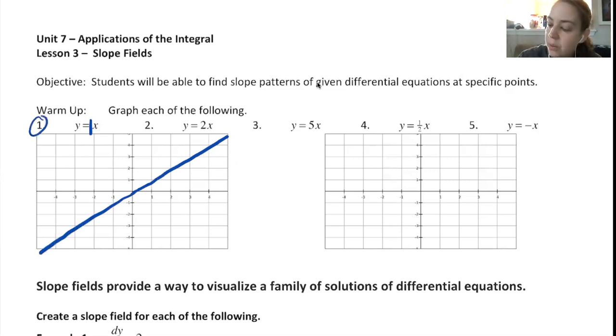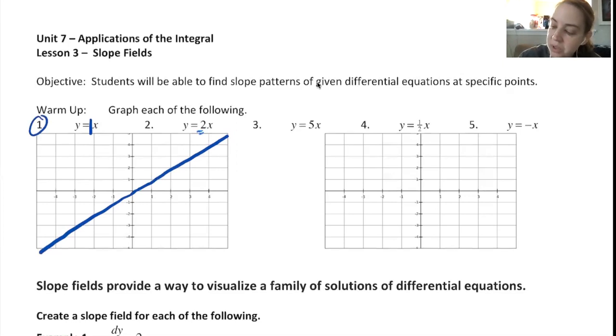Now for y equals 2x, remember your slope is 2, so you go up 2, right 1. Up 2, right 1. Okay, that's what my slope looks like. For number 3, 5x, that one's kind of steep. So I start at the origin and I go up 5, right 1.